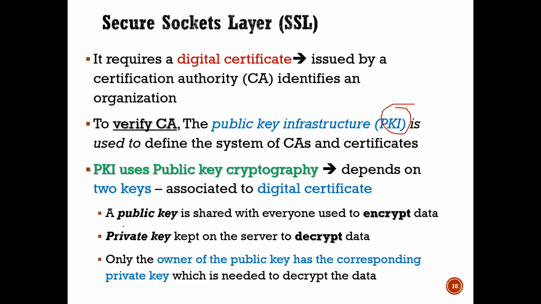So public key here means that we have a public key and a private key. The public key is shared with everyone and used to encrypt the data. So whoever is going to encrypt the data uses the public key, while the private key is kept in the server. The server will be the only one owning the private key, and only it is able to decrypt the data. So only the owner of the public key has the corresponding private key. Of course, the public key and private key are a pair generated by the certification authority, that happen to be together in a pair.